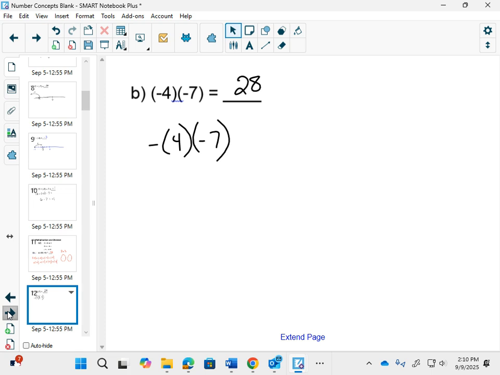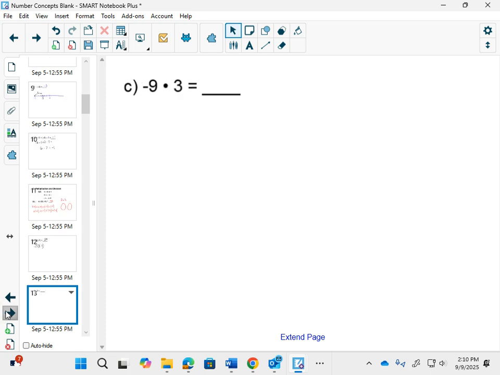We got a couple more, and then I've got a practice sheet for you, and we can start working on some of these. Negative 9 times 3. Well, I would do 3 times 9. That would give me 27. Then a negative times a positive would be negative.